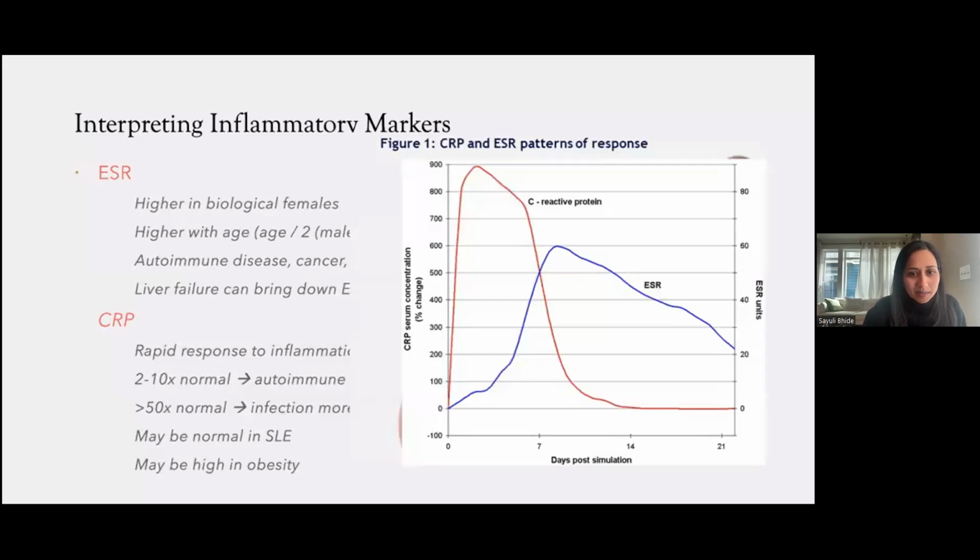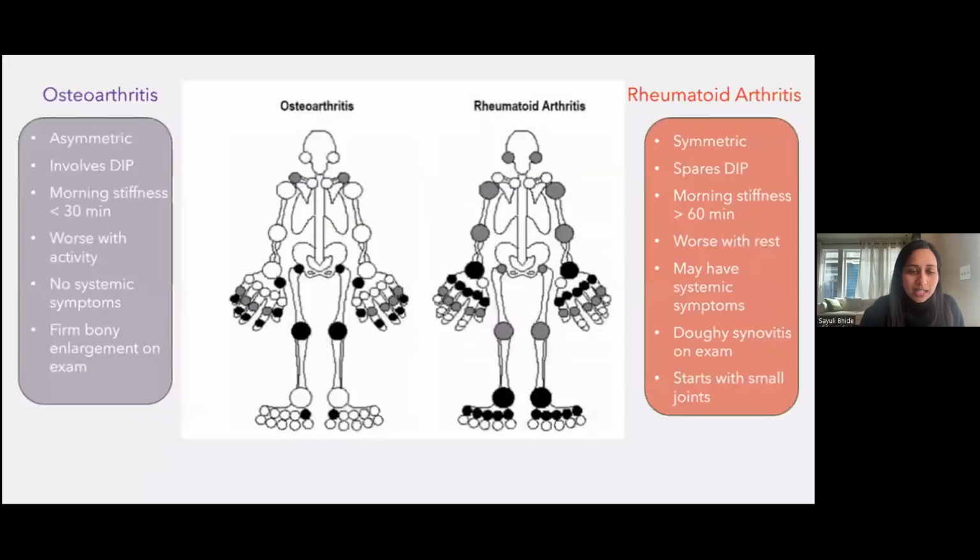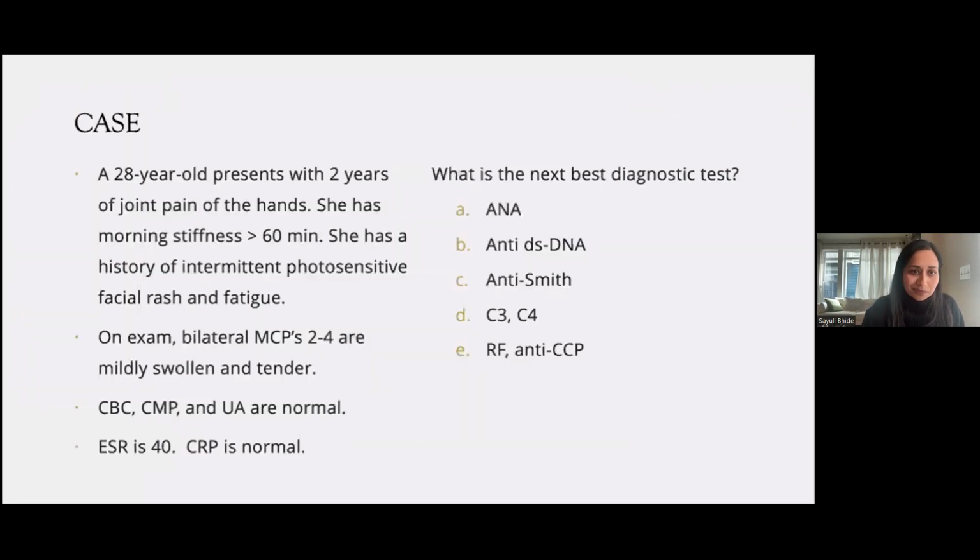All right, this is just showing what I talked about, where CRP goes up first and comes down faster. ESR tends to lag and come up around 7 days out from the inflammatory inciting event. So in summary, things to look for in RA are symmetry, sparing of the DIP joints, morning stiffness that is worse with rest, and they may have systemic symptoms. Look for that doughy synovitis on your exam and ask about small joint swelling.